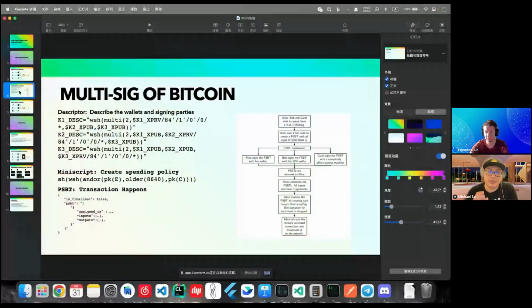Even though we have miniscript right now, you cannot easily extend how many parties there are and how the policy is made. Everything has to be prescripted in the wallet before the transaction happens. So this is too complex for building a multi-sig of Bitcoin.